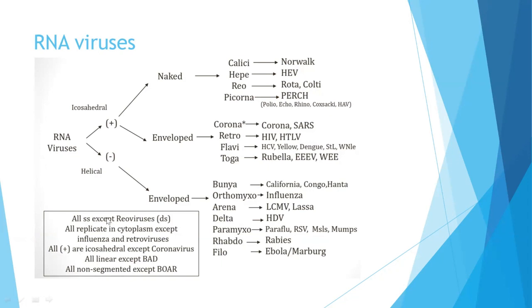All are single-stranded except reovirus, which is double-stranded. All replicate in the cytoplasm except influenza and retroviruses. All positive-strand viruses are icosahedral except coronaviruses, and all are linear except the Bunyavirus, which we have seen earlier in the slide, and all are non-segmented except the BOAR viruses.